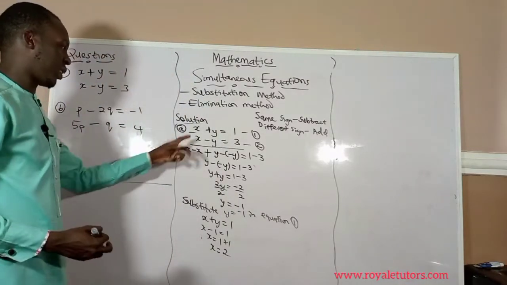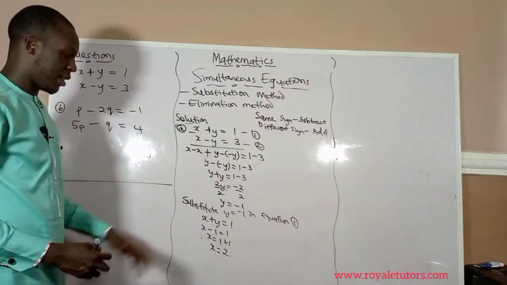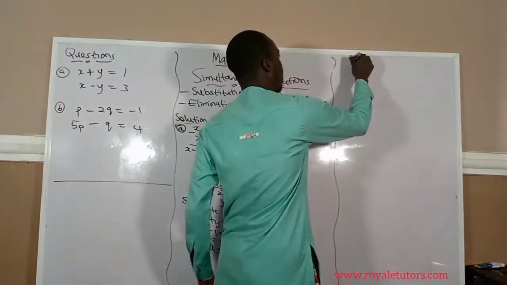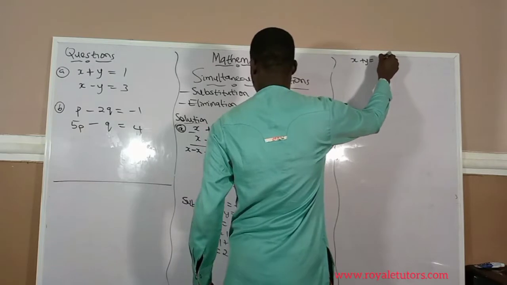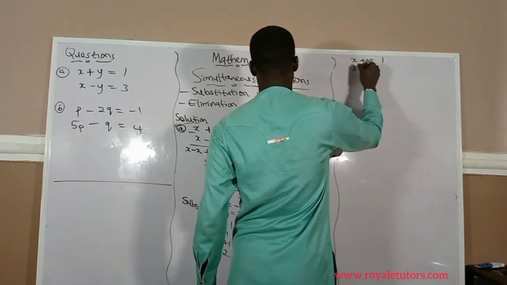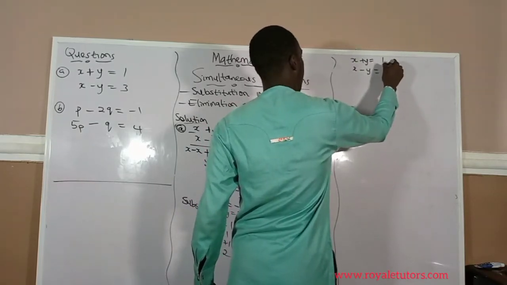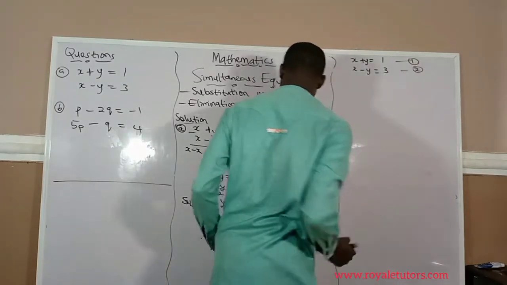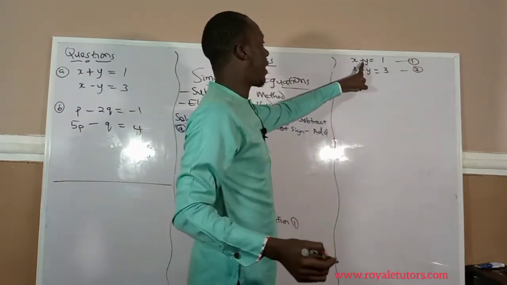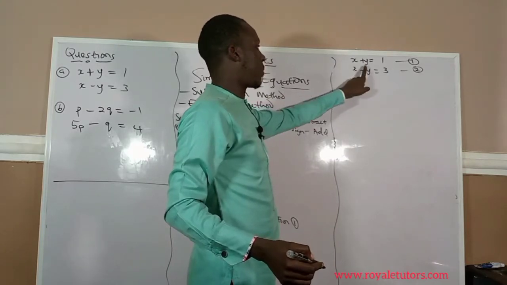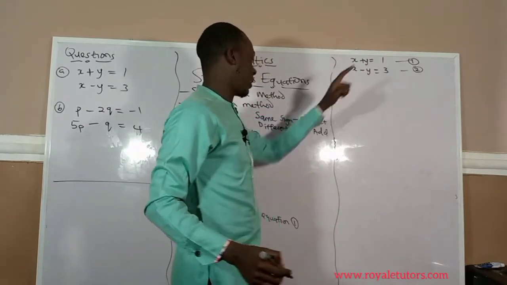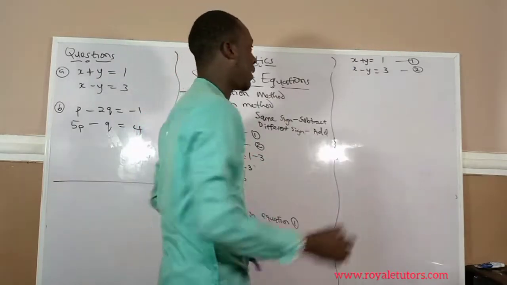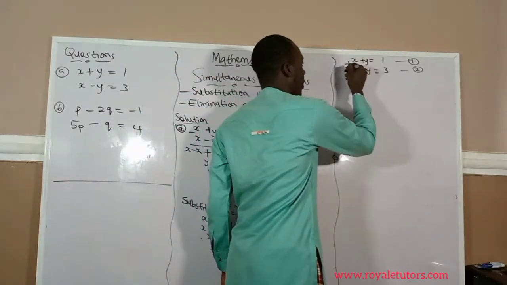So now what if we want to eliminate y? Still solving the same question. Don't forget, my question is x plus y is equal to 1 and x minus y is equal to 3. This is equation 1 and this is equation 2. Now I want to eliminate y. Variable y in equation 1 has a positive sign, y in equation 2 has a negative sign. So they have different signs. Once they have different signs, what do we do? We add. So now let's add these two equations together.